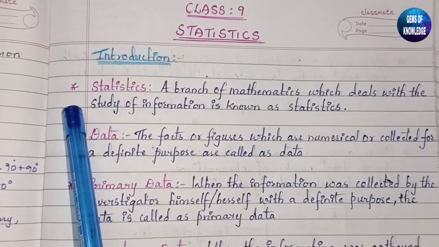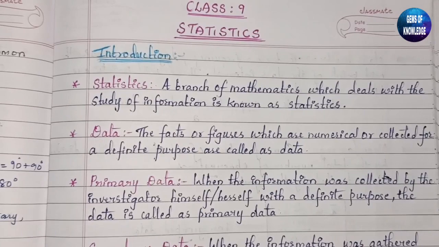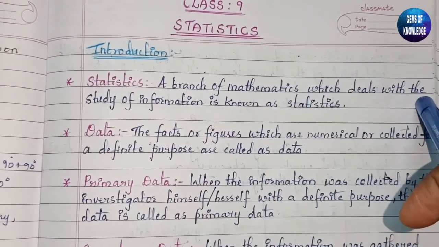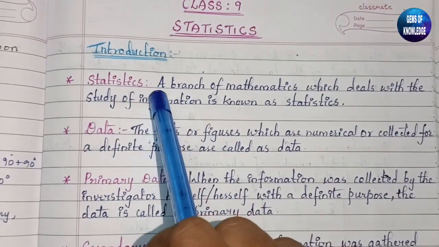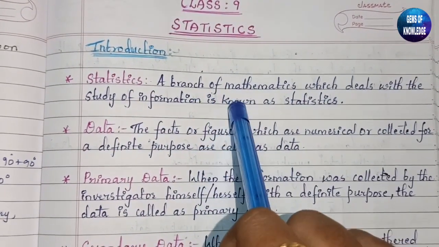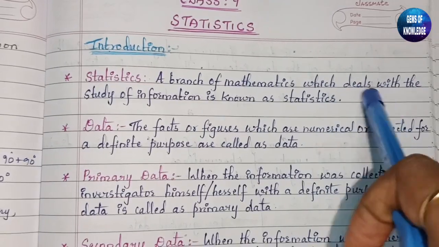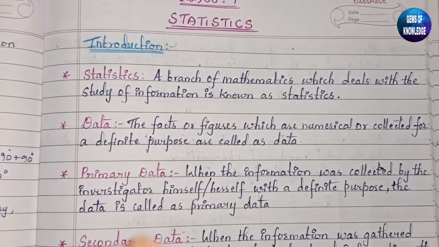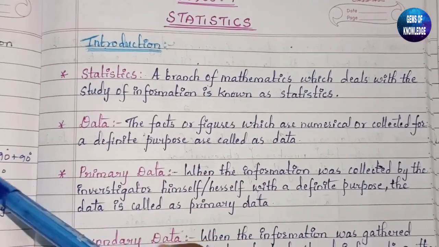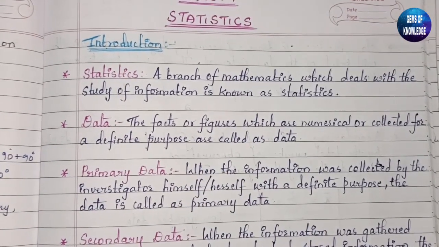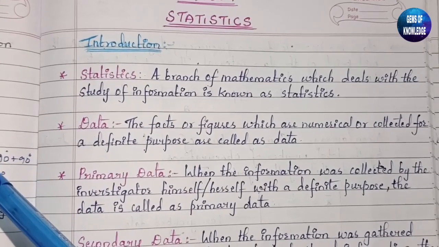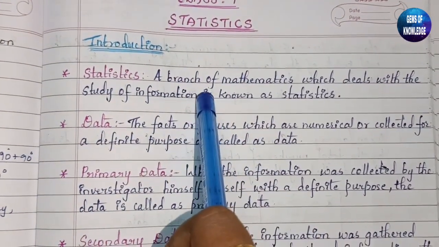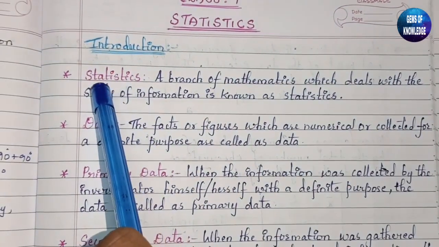So here you can see, what is statistics? We should know what statistics is. Statistics is a branch of mathematics which deals with the study of information. Whatever information we may collect, whether it is the number of states of the country, or the number of benches in your classroom, that is a piece of information. Whatever information we are studying about is nothing but called statistics.